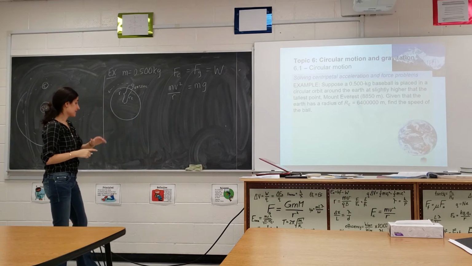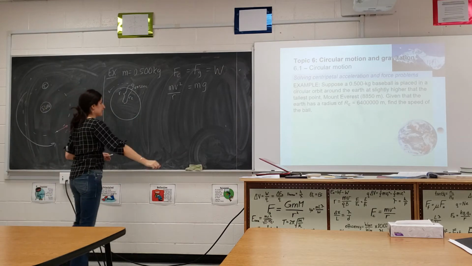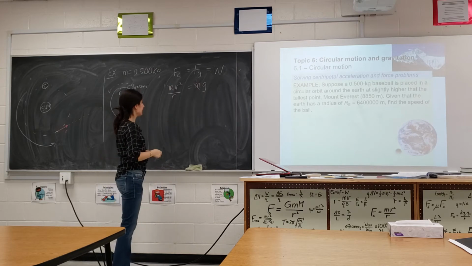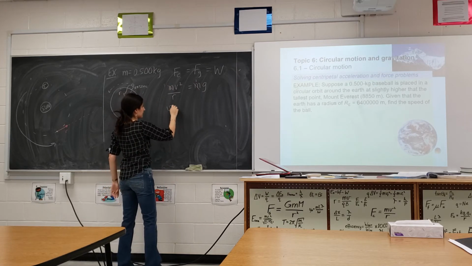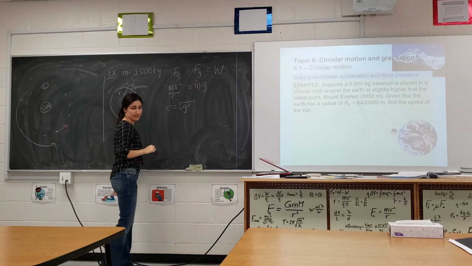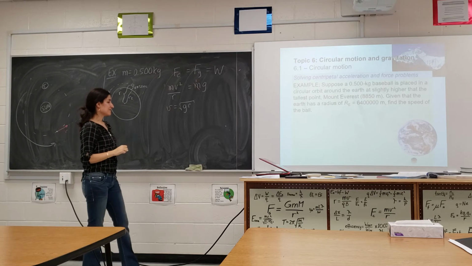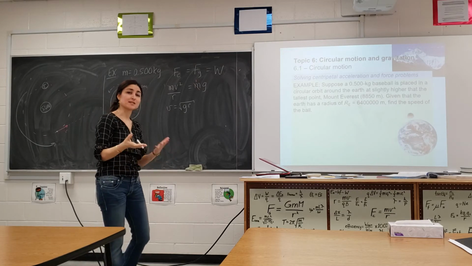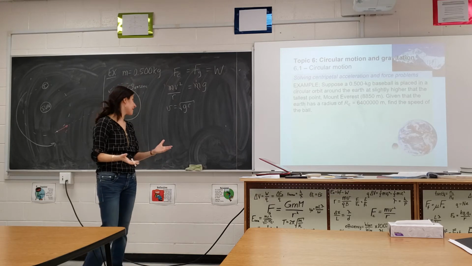Now we're looking for speed here. Notice that mass cancels on both sides, so I don't actually need the mass. Rearranging for v, I have g times r, and square root that. Now, this is a little bit of an assumption that's not exactly correct here, but we're going to make it because there's no other way for us to answer it.